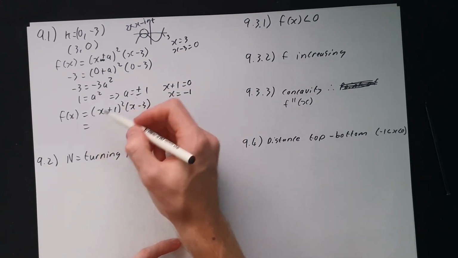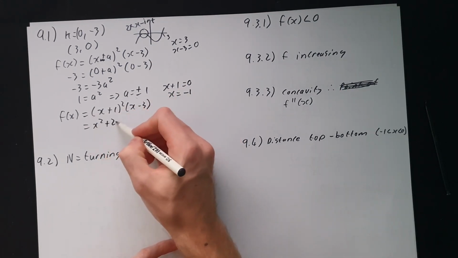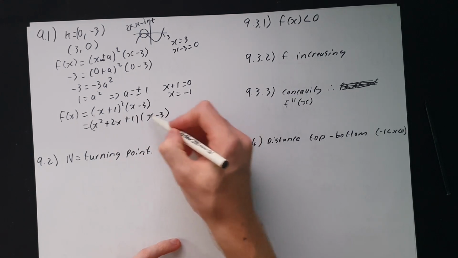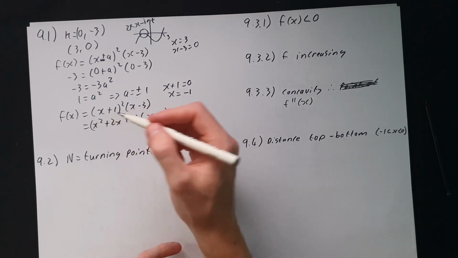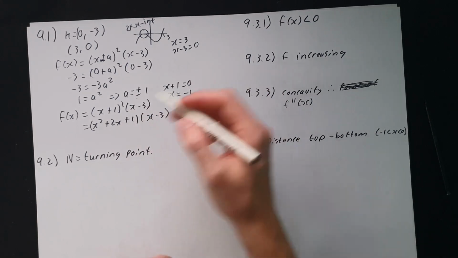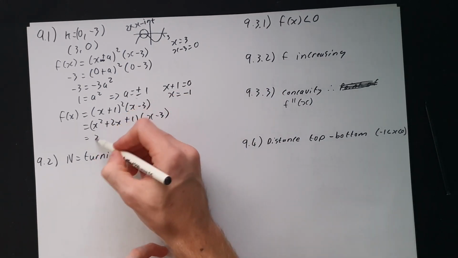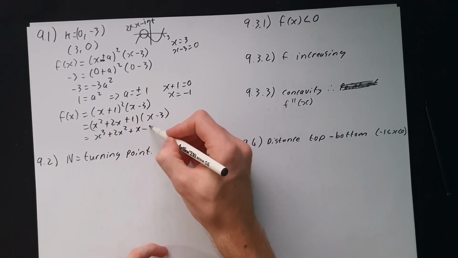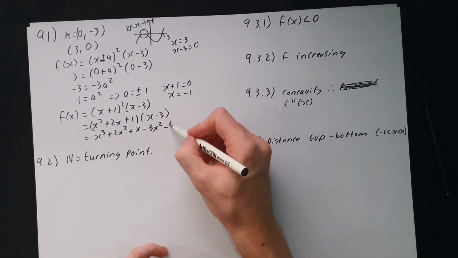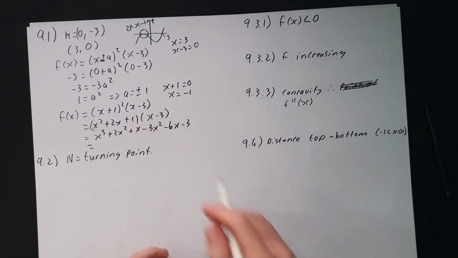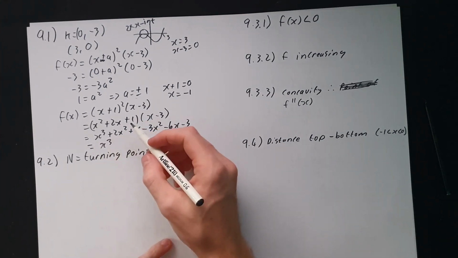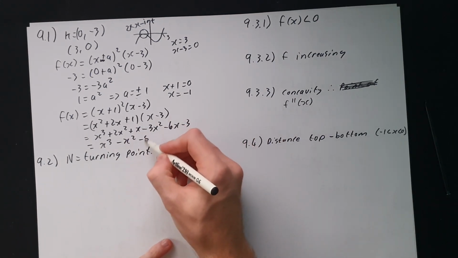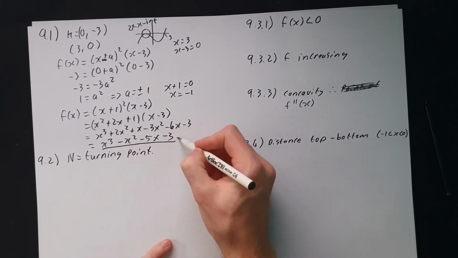If we factorize this out, this is going to be x squared plus 2x plus 1, multiplied by x minus 3. Now we distribute the x to everything and then the negative 3 to everything. What do we end up with? That becomes x cubed plus 2x squared plus x minus 3x squared minus 6x minus 3. If we simplify, we get x cubed minus x squared minus 5x minus 3. And that's exactly what they wanted.